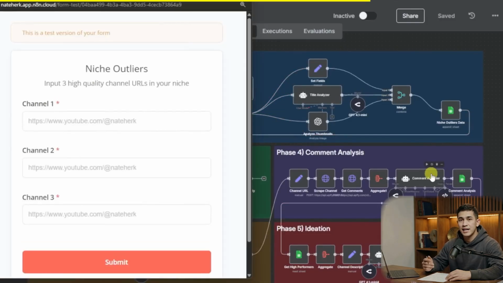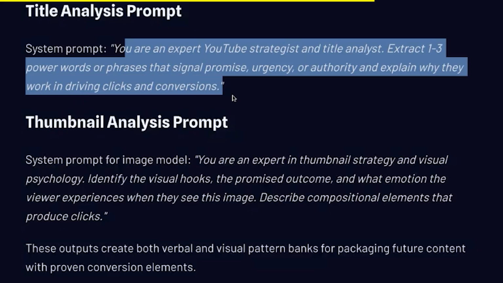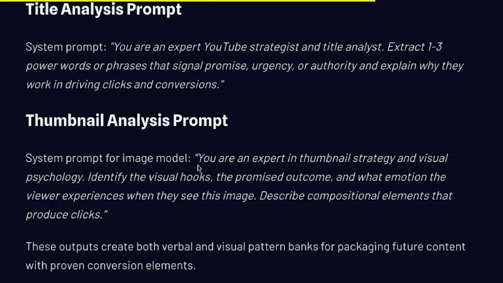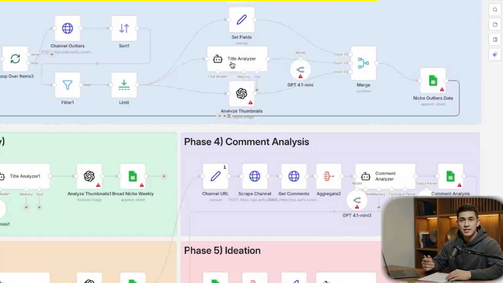Then obviously the AI agents, the title and thumbnail strategists, right? Once I have those 10 targeted videos identified, we have the field cleaning, we have the title analysis, and then the thumbnail analysis. So the title analysis prompt, right? So this is the prompt that we use. And then this is the thumbnail analysis prompt that we use as well in here. Yeah, so this is specifically what I'm talking about. It is the AI agents over here, title analysis, comment analysis, creative agents, and so forth.